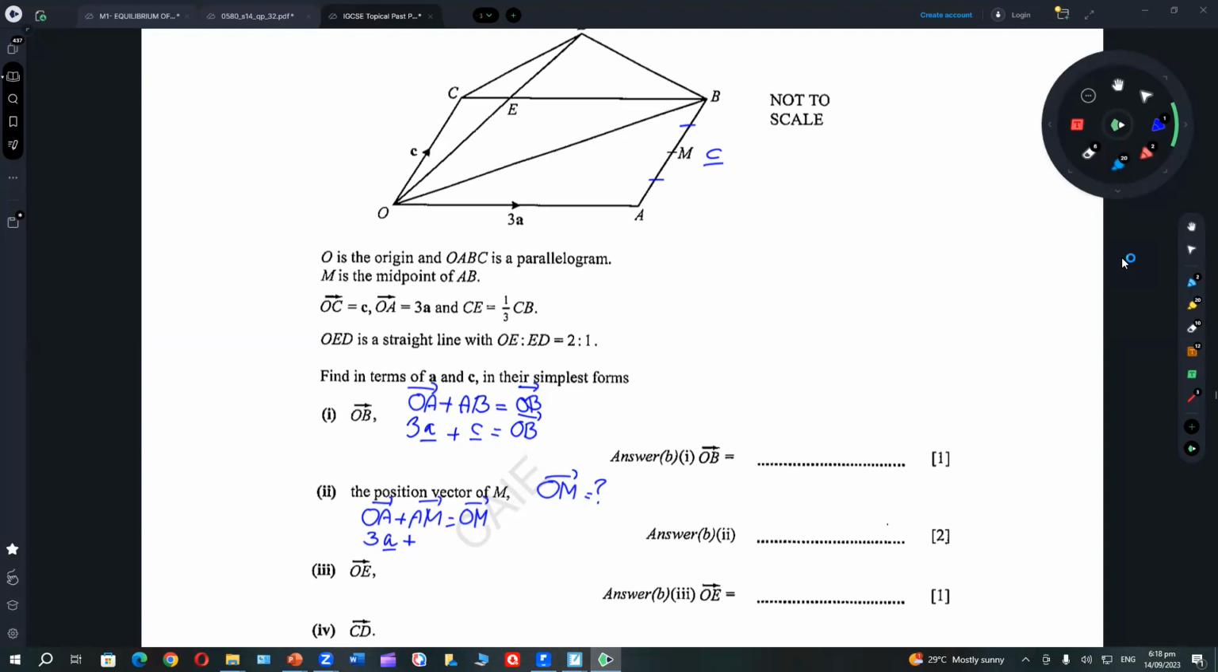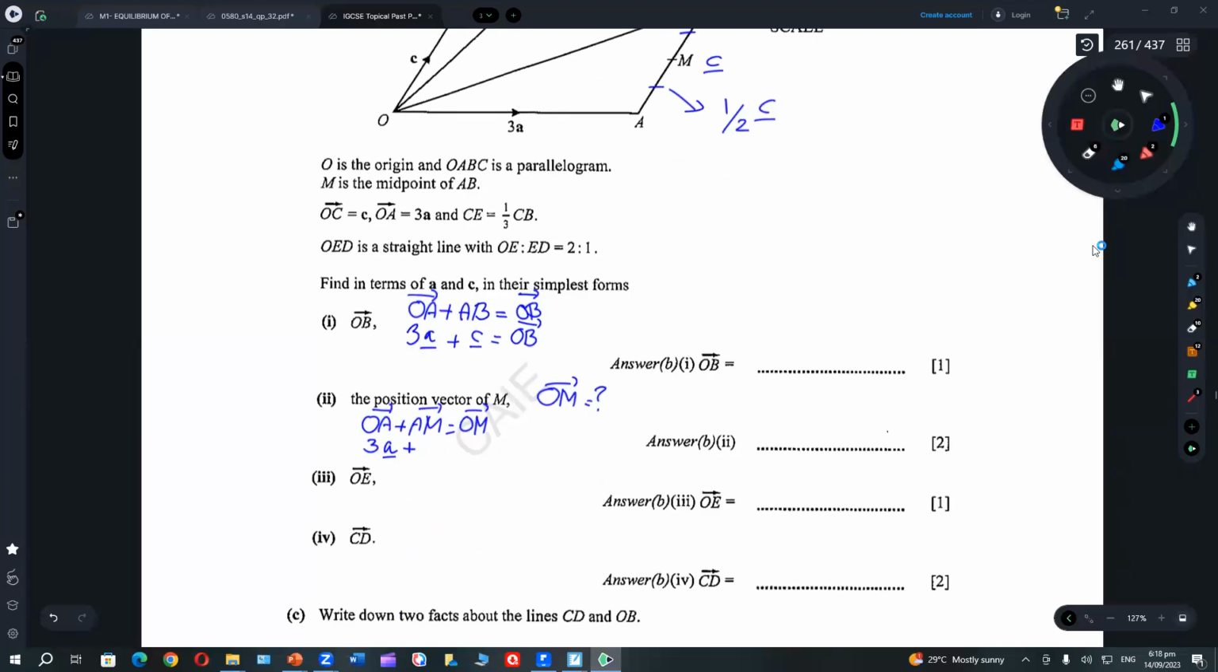You're not getting it. I don't know, something happening today. Look, the whole AB is C and M is the half of it. M is the midpoint. So how much AM would be? AM would be half C. In terms of small letter, actually. Read the question, find in terms of.